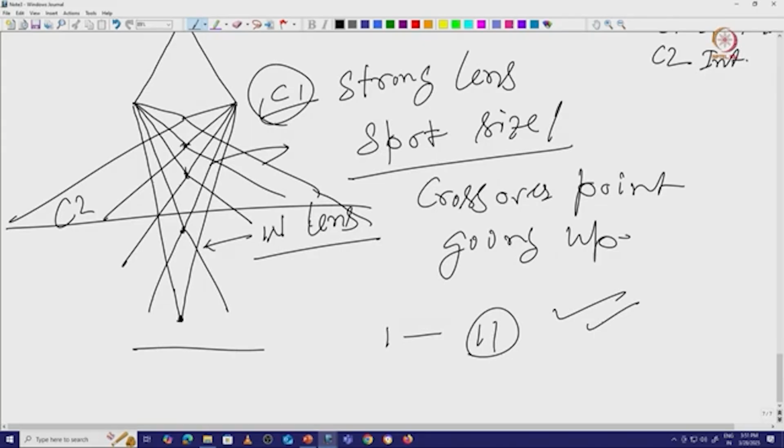So I'll stop it here. In the next class we'll discuss how the C1 and C2 lenses work together to control the electron dose. Thank you all.